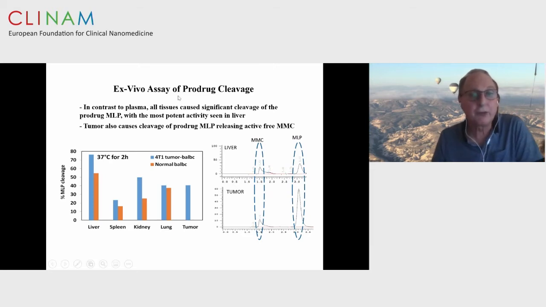And by doing an ex vivo assay of prodrug cleavage, we have shown that a number of mouse tissues, and we have recently also data from human tissues, will activate and cause cleavage of MLP and release of mitomycin C. This is seen in normal tissues, in normal mice, and also in tumor tissue. So we know that the drug can become bioavailable once it is delivered into tissues. And this is probably because there are many reducing systems in tissues, mainly intracellular reducing systems, that can actively activate the prodrug.